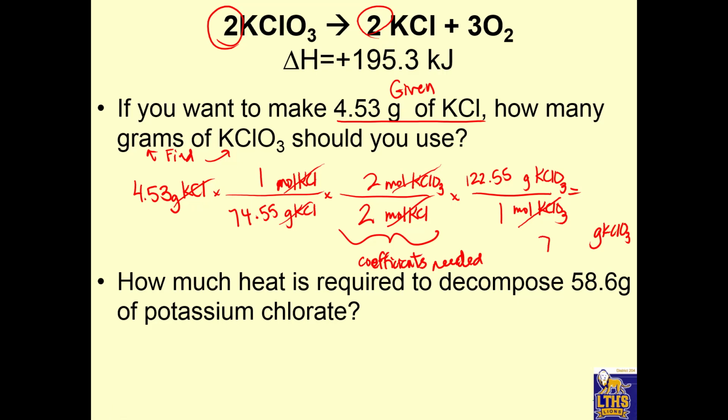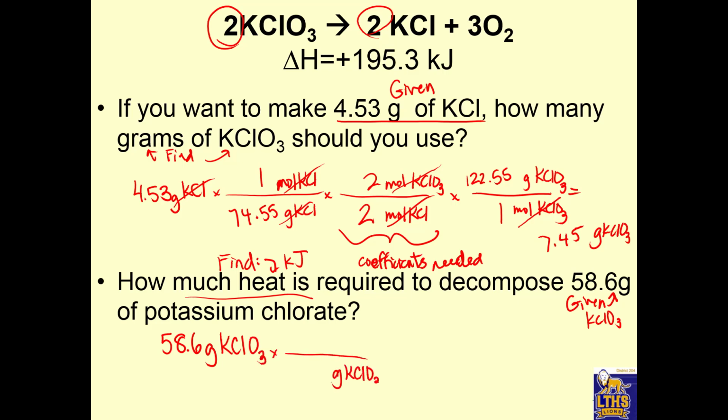And we get 7.45. Hey, can we do stuff with heat? You betcha we can do stuff with heat. So it says how much heat. Find heat in kilojoules. Given grams of KClO3. All right, so again, start with the given 58.6 grams of KClO3, potassium chlorate.